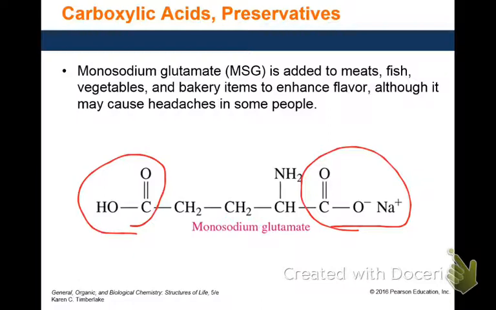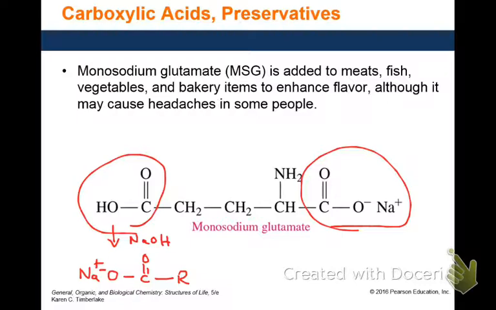Yeah, on the left side, it's an acid. If you neutralize this one more time, with something like NaOH or KOH, this side of the molecule would look like this, and it would have a 2 minus charge as a carboxylate ion.